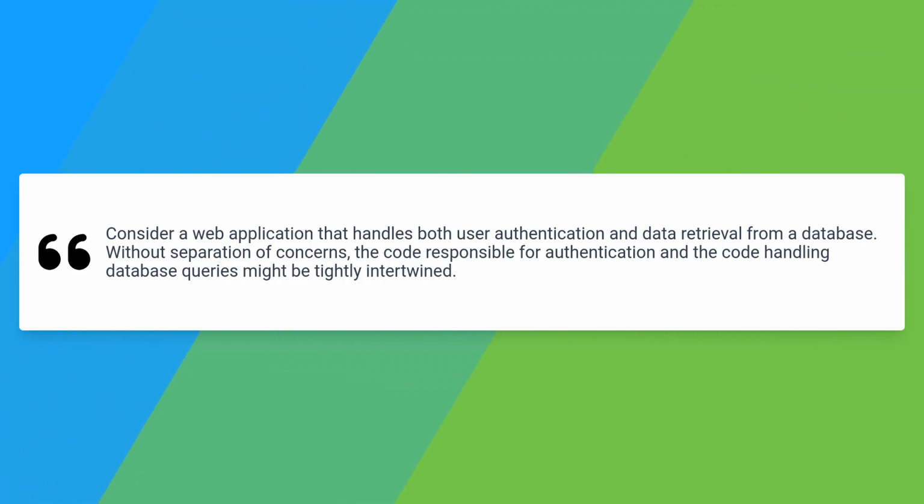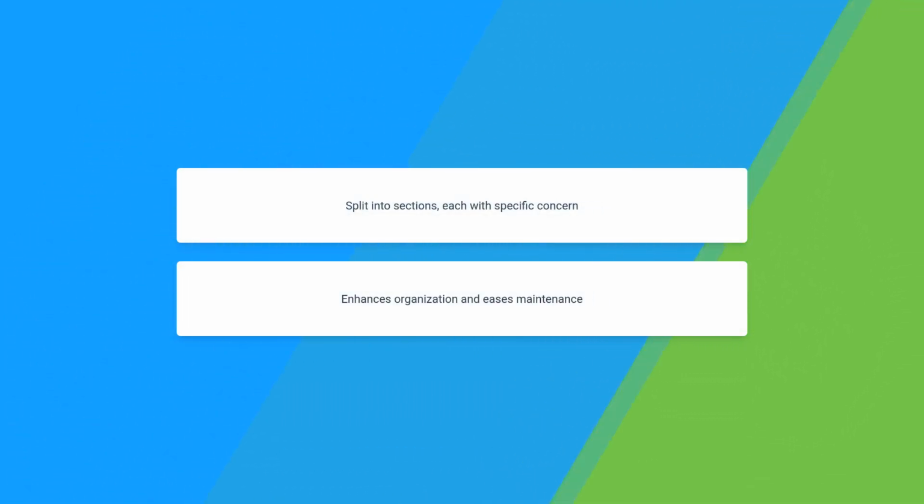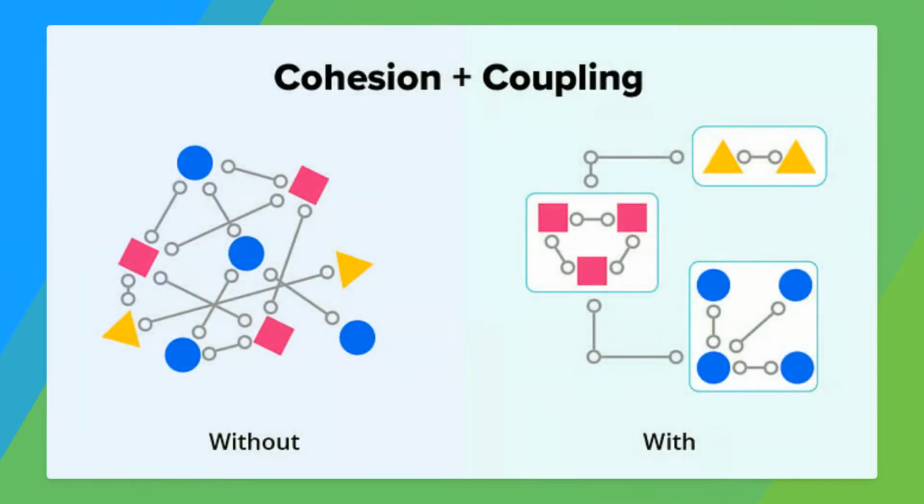Here are things you can do to achieve better separation of concerns in your software. Divide your code into distinct sections, each handling a specific concern. Improves code organization and makes it easier to understand and maintain. In summary, separation of concerns is a fundamental principle that contributes to the clarity, maintainability, and scalability of software. By isolating different concerns into distinct modules or components, developers can create systems that are easier to understand, modify, and extend, leading to more robust and adaptable software architectures.